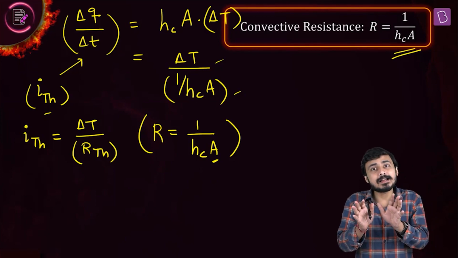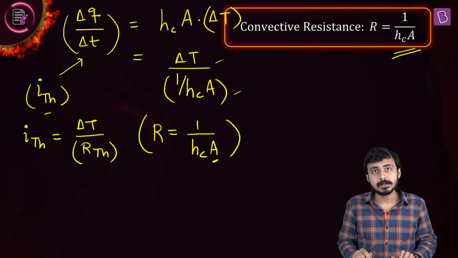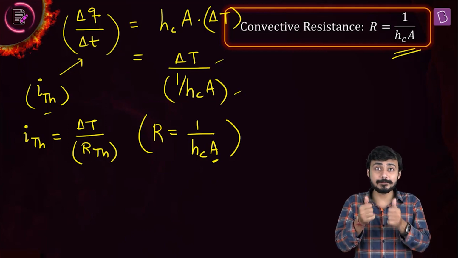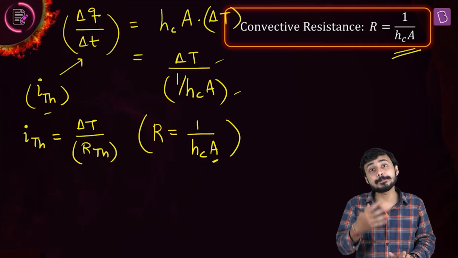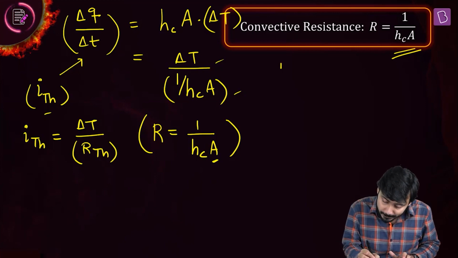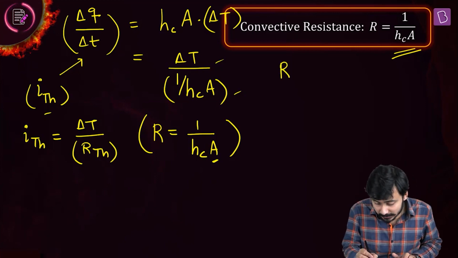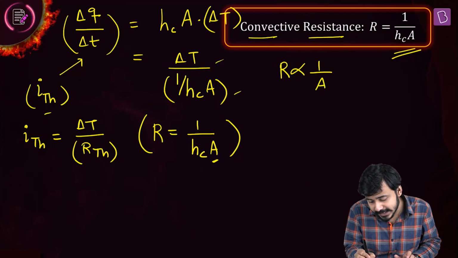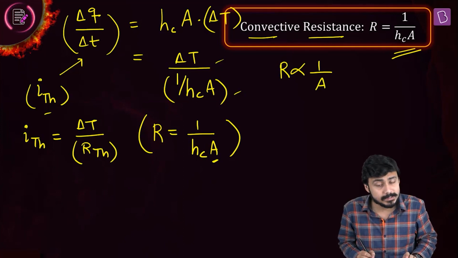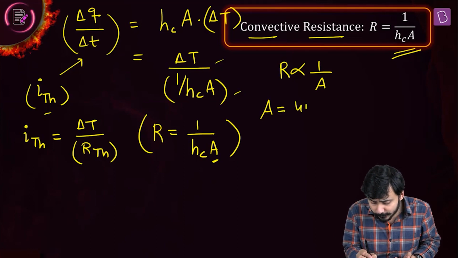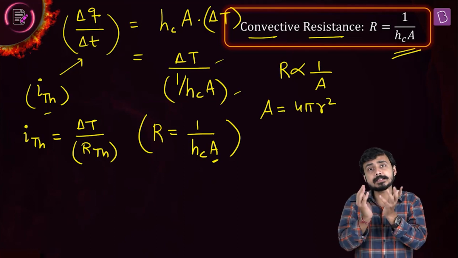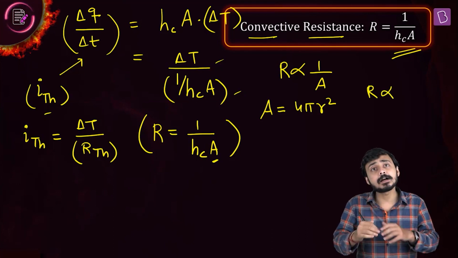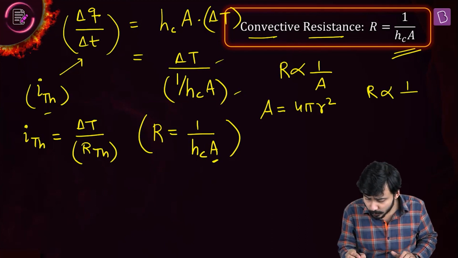See, Hc is a constant for this particular system, because Hc depends on the properties of the fluid. I told you in the discussion of the previous sheet that Hc depends on the properties of the fluid. So for a particular fluid, the convective resistance will be proportional to 1 upon surface area. Now what is the surface area in the given case? The surface area exposed is 4 pi r square, which is being exposed to the stream of the cold air. So the thermal resistance, which is the convective resistance in this case, will be proportional to 1 by r square.